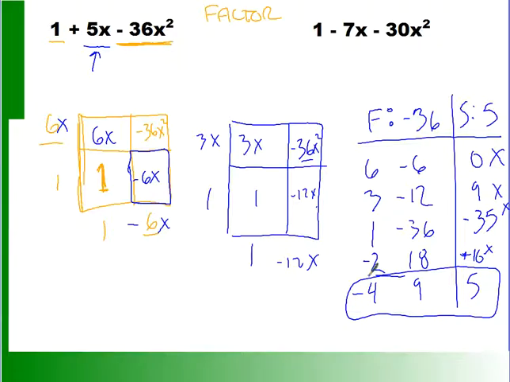So that means we are going to have our binomial pair of factors. What's 1 times 1? This is 1. We have x squared, and we have our 2 numbers. We have negative 4 and positive 9.